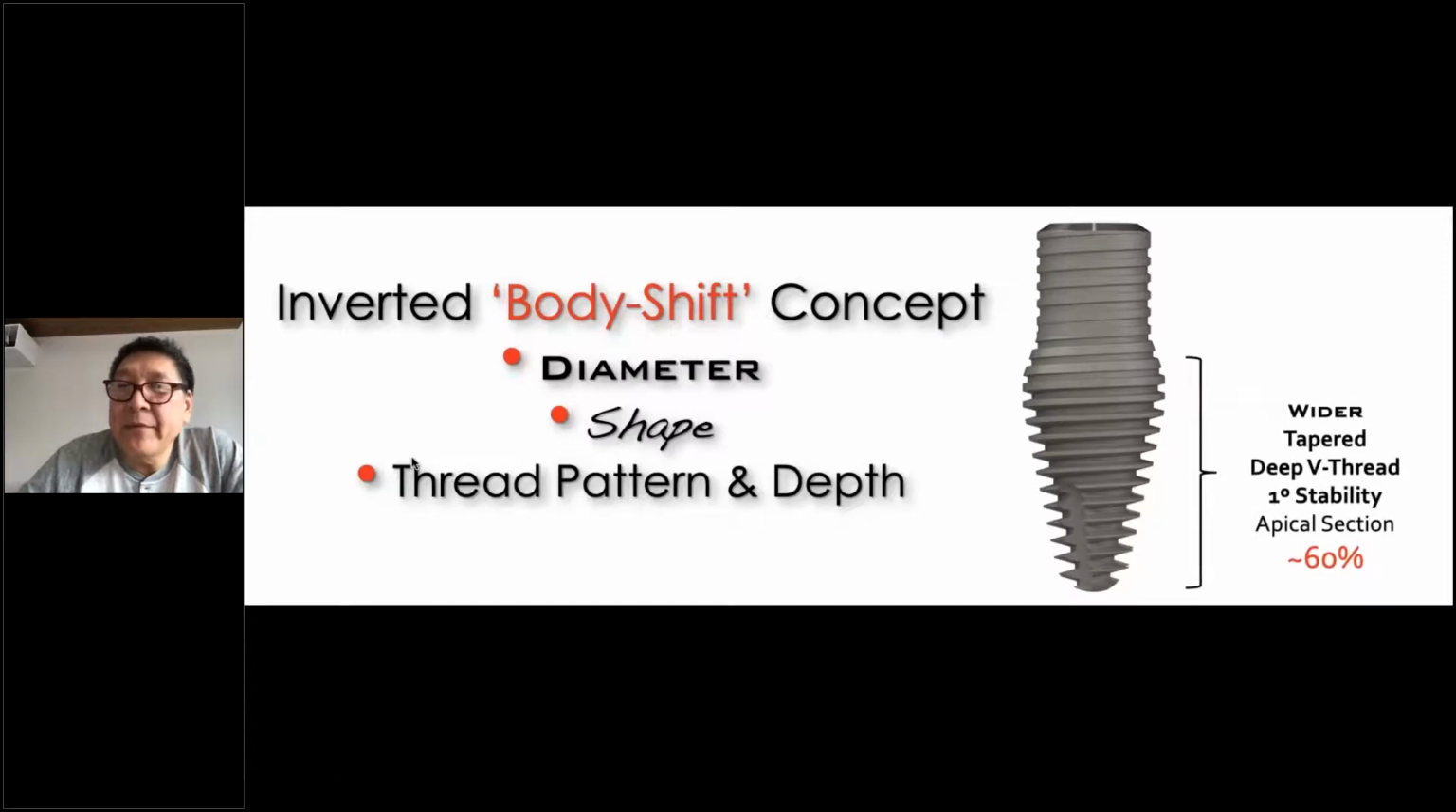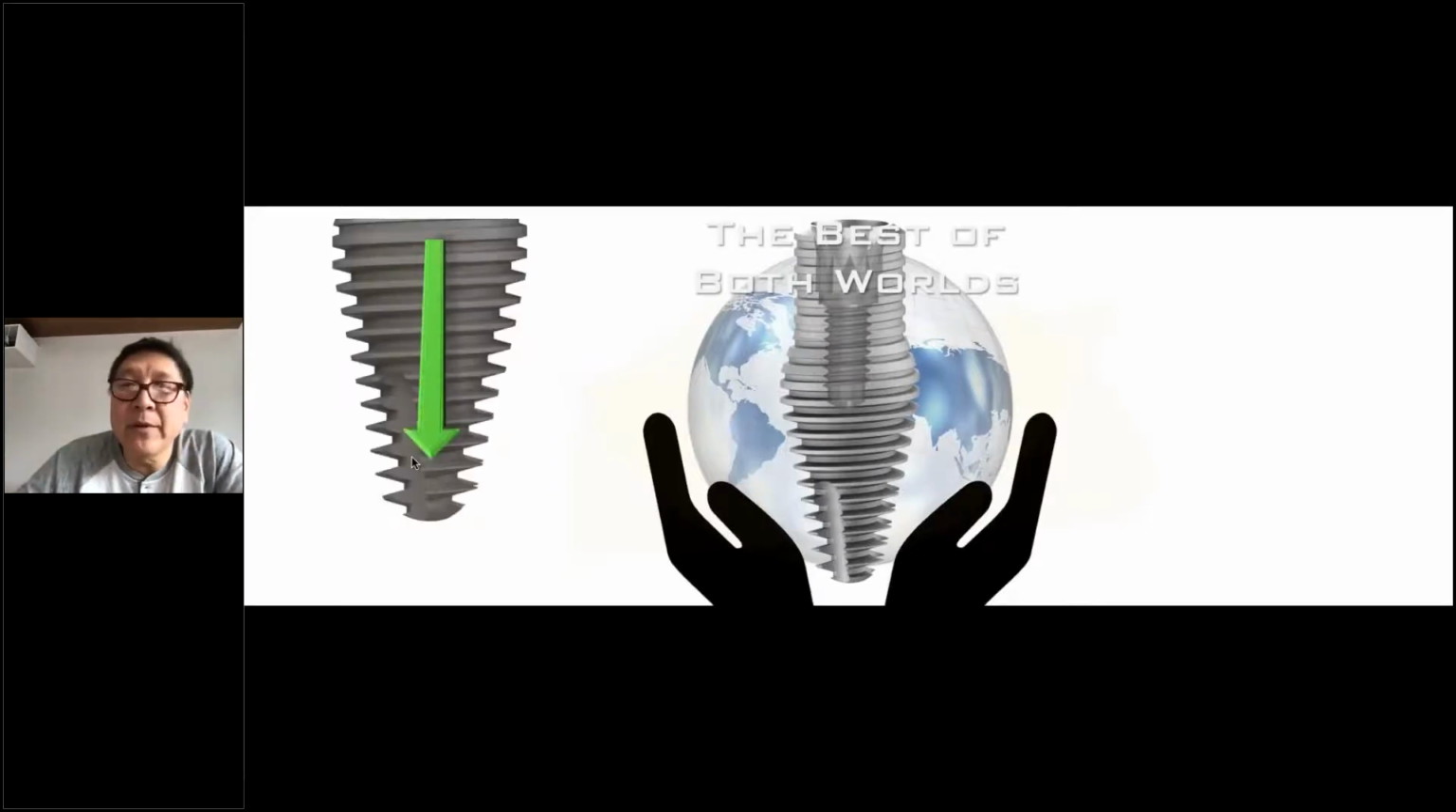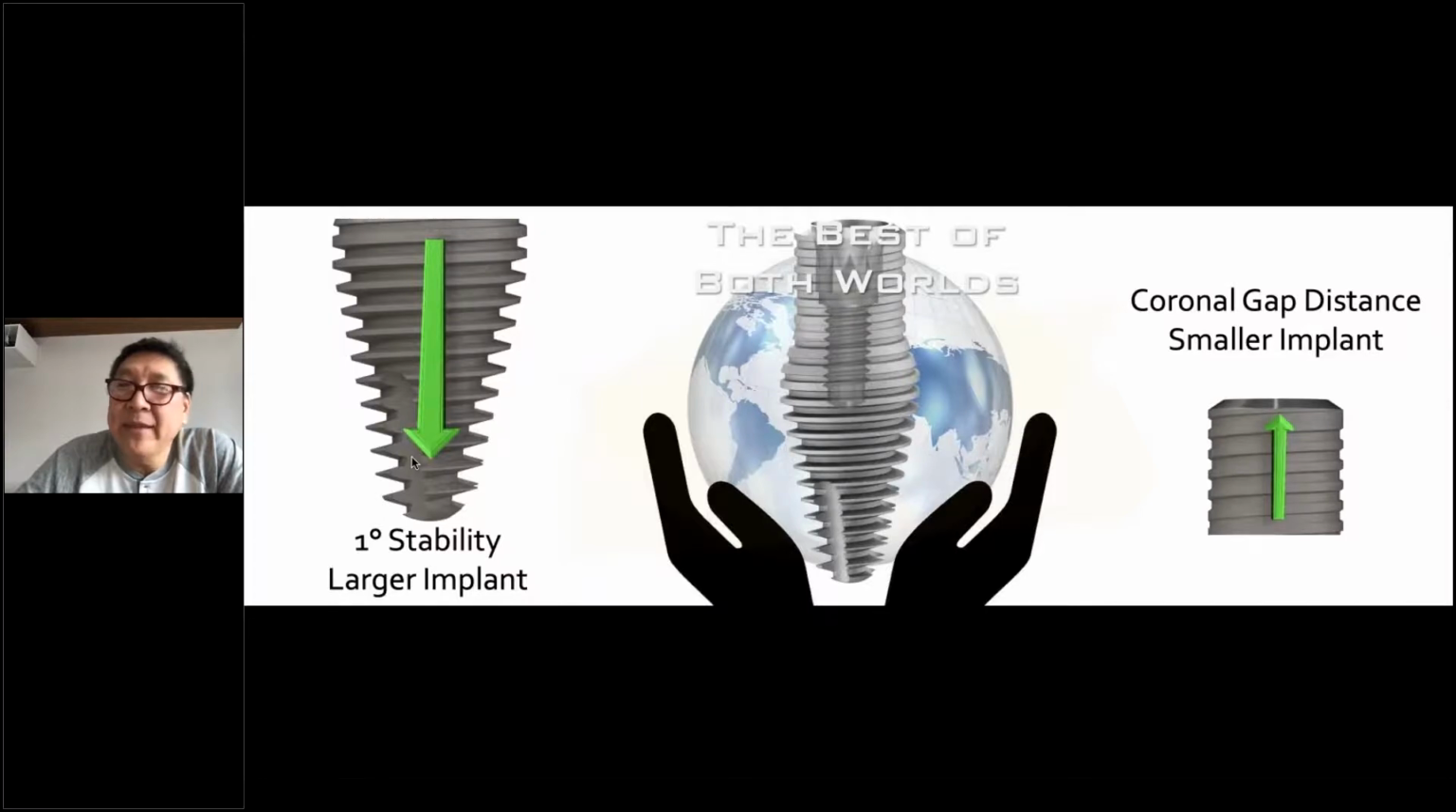The bottom part is roughly 60% with a more aggressive thread design and a wider tapered shape. And then you have the coronal part, which is more narrow, cylindrical, with more shallow threads, of course, having shallower threads at the top, again, for maintenance if you lose some crestal bone and all the issues associated with peri-implantitis. Again, the best of both worlds, not sacrificing the stability that the surgeon would want, but then having the gap distance of a smaller implant at the top.